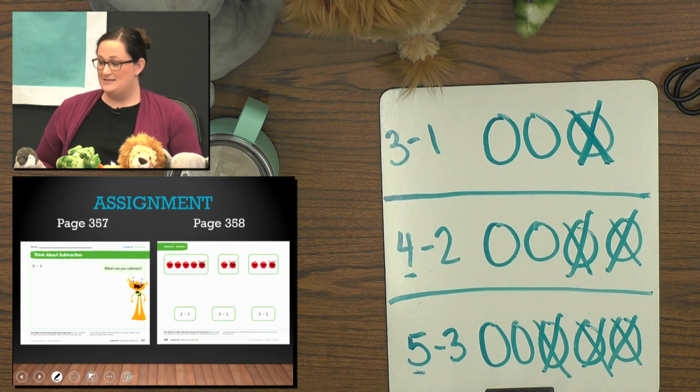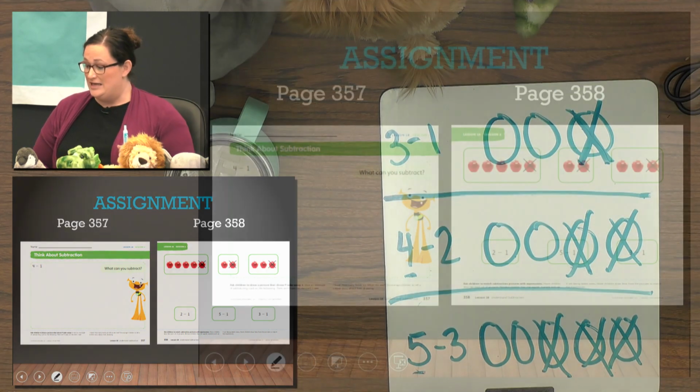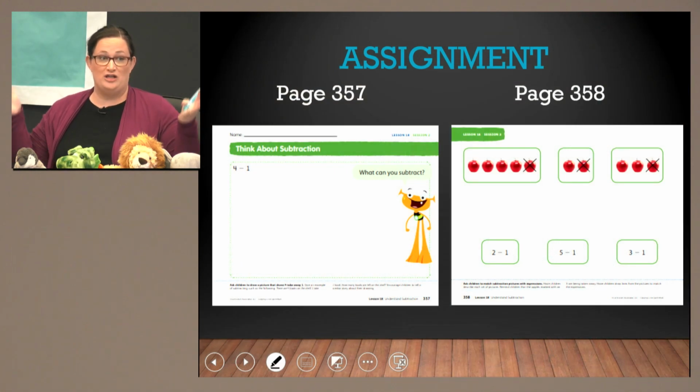All right, friends. Today, what you're going to do is draw a picture that shows 4 minus 1. You could do frogs on a log. You could do apples in a basket. You could do eating cinnamon rolls, whatever you want. Or you could just do circles. That works too. And then you're going to match pictures to the expression that it shows.